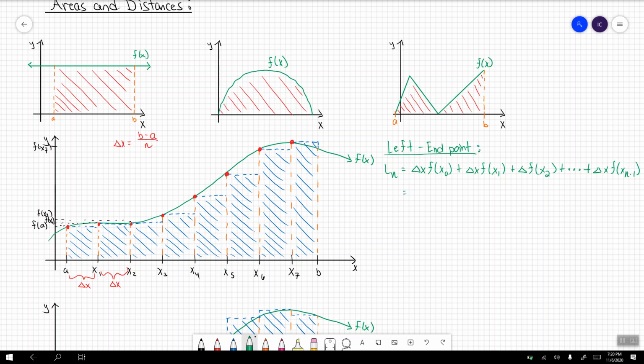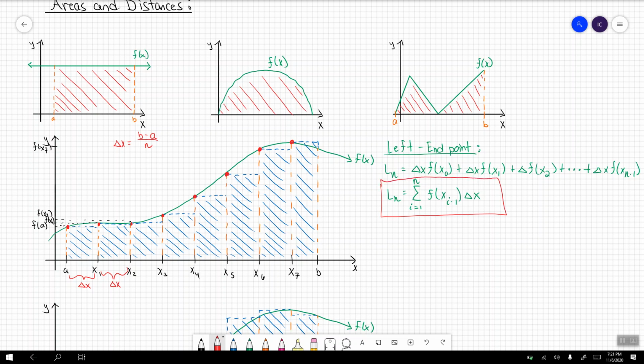And this summation can then be represented by the summation of i beginning at 1, stopping at n, for the function f of x sub i minus 1 multiplied by delta x. And this is your left endpoint approximation. So anytime that we're looking for these left endpoints, this is what we are looking for. So this is your L sub n. And again, this is the important part.